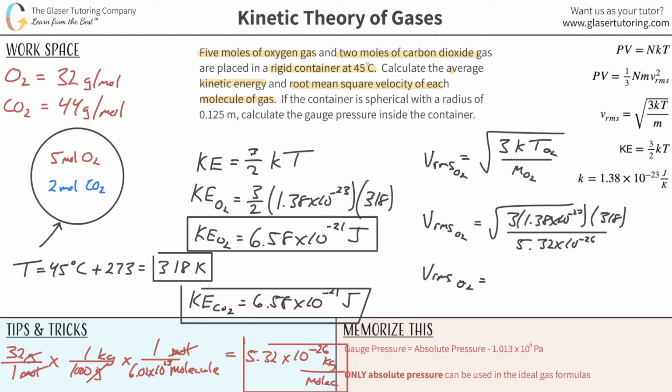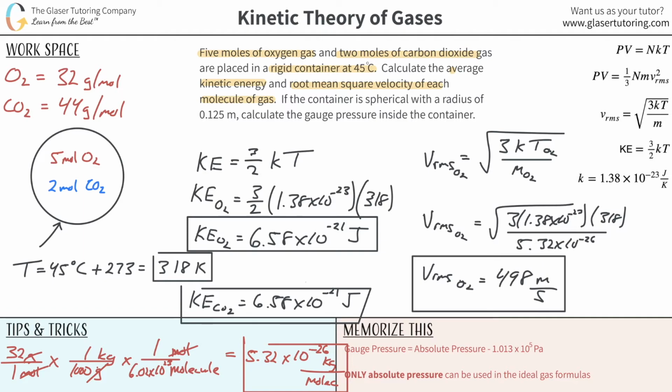So square root of 3 times 1.38 times 10 to the minus 23rd, multiplied by 318, then divided by, now let me go searching for that exact number, and there it is. And here we have about 498 or so. 498. And this is going to be meters per second. And that is the average root mean square, or the root mean square velocity of the oxygen molecule.